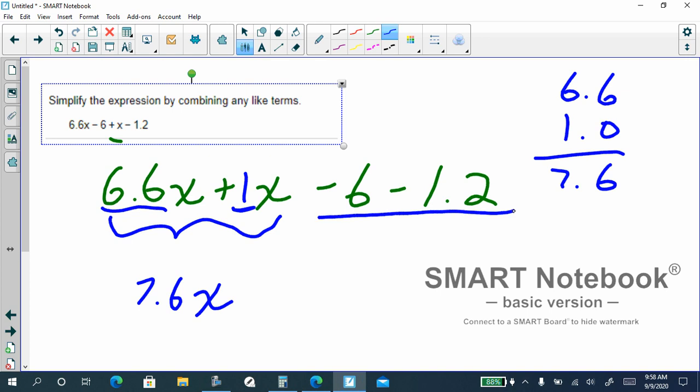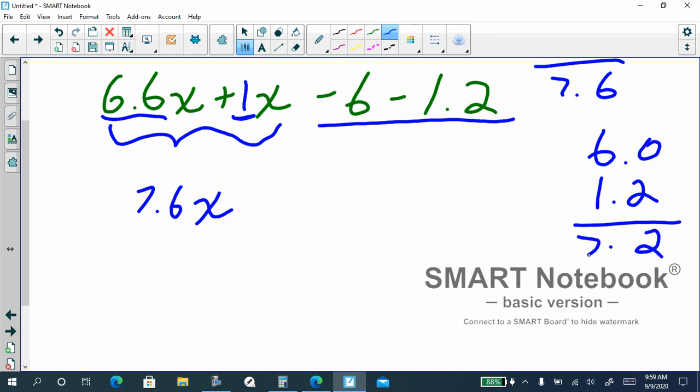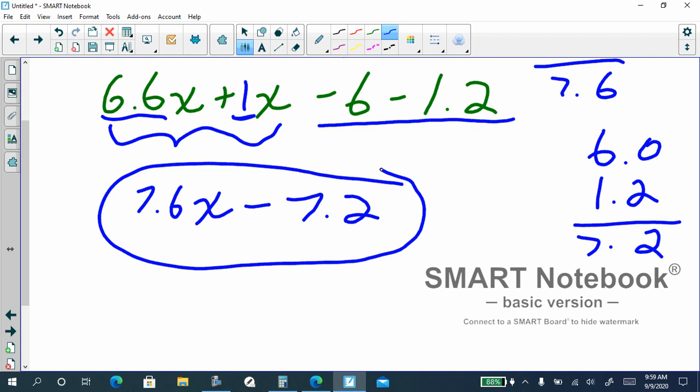When we combine just our numbers, the signs are the same, so we add 6 plus 1.2. So if we add our columns, we get 2 here, 7 here, so that'd be 7.2. Take the sign of the bigger number. Those terms are not alike, so that's as far as we can go.